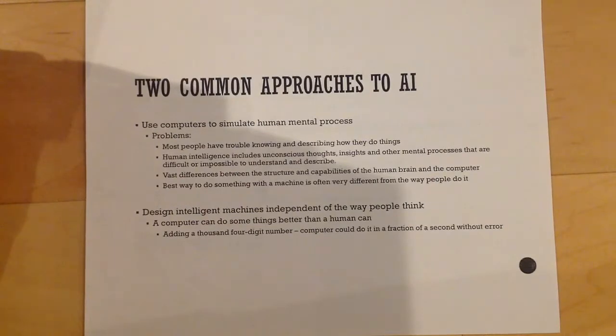And similarly, there's problems when you try to have a computer do things the same way humans do. So then the other approach is to try to design intelligent machines independent of the way people think. So recognizing that a computer can do things better than a human can. For example, adding a 4,000-digit number, a computer could do it in a fraction of a second and never make a mistake. Can't really say that for a human being. So taking advantage of the speed and the accuracy of computers, and trying to simulate human thought, but maybe not exactly go about it in the same fashion.